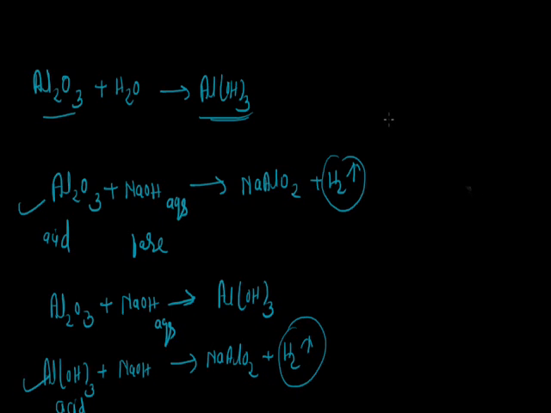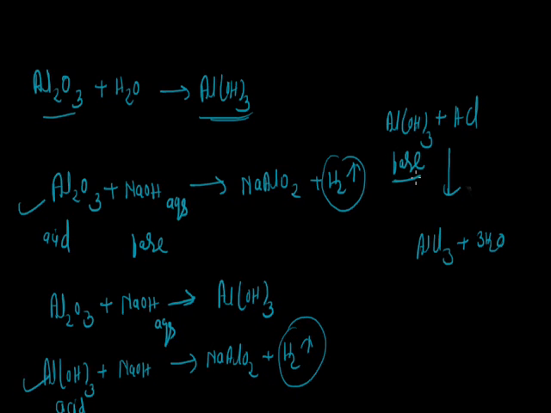But when this aluminium hydroxide reacts with an acid like HCl, it gives a salt that is AlCl3 plus H2O. In that case, that is acting as a base since it gives OH negative ion and this HCl acting as an acid. So we can say that aluminium oxide is an amphoteric oxide.